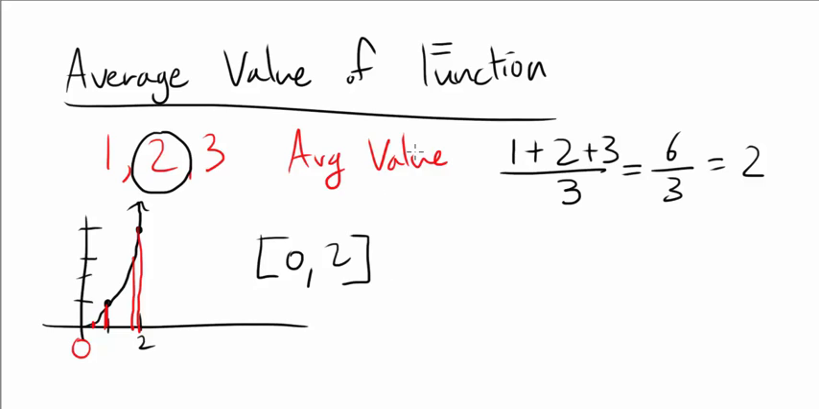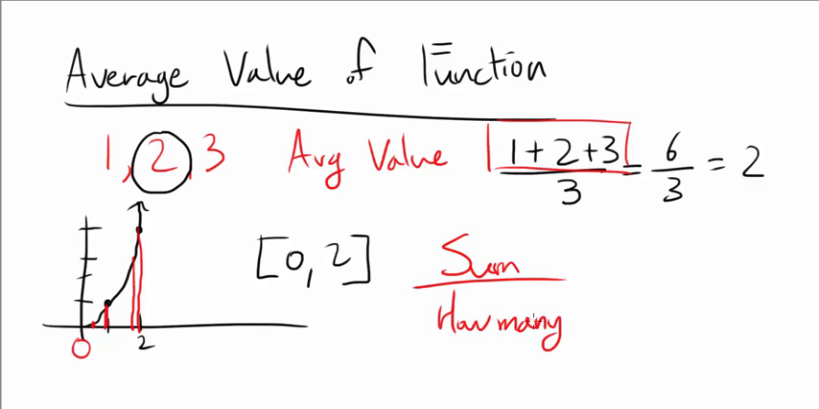So how would you calculate the average value? Well, it's going to be similar to this. You're going to sum up the values, and you're going to divide by how many you have. This may be the first thing you think of.